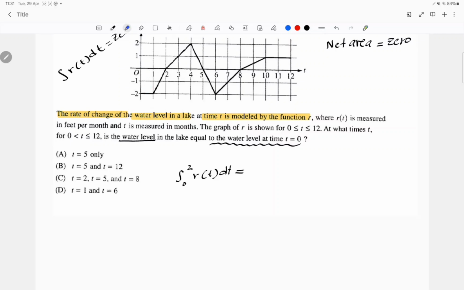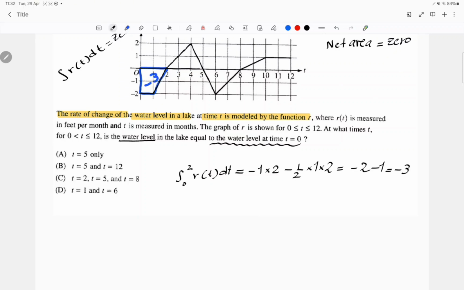So here I have a rectangle that's under the x-axis, so negative base times height. Then I have a triangle also under the x-axis, so negative half base times height. So negative 2 minus 1, so negative 3. So now we know that from 0 to 2 the integral is equal to negative 3.